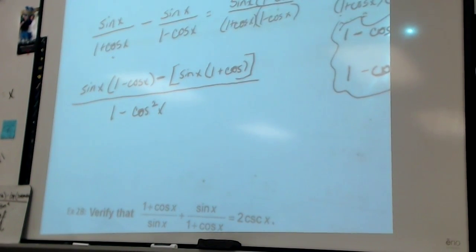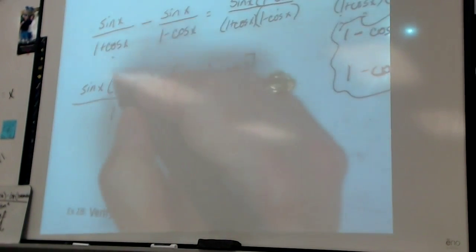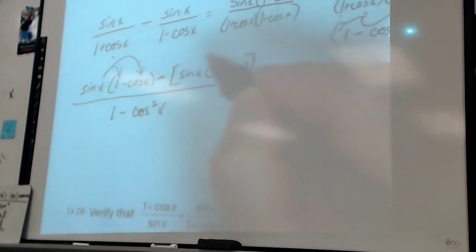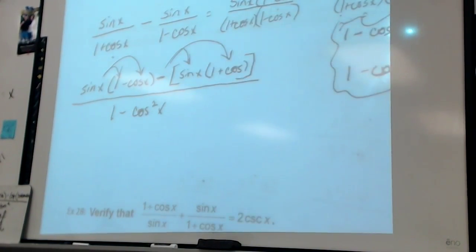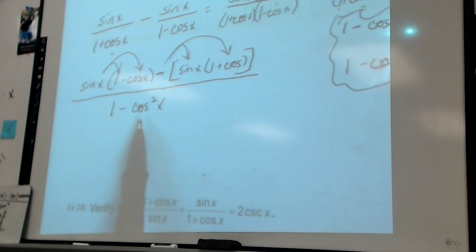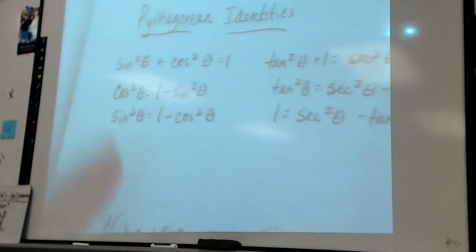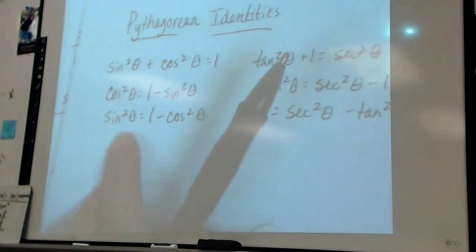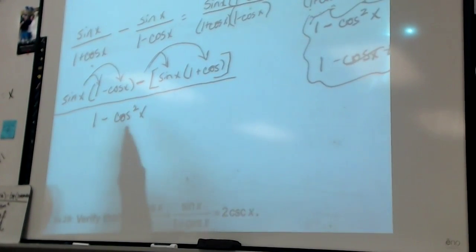All right, so now I'm going to go ahead and distribute here and here. And then here in a second, I'm going to go ahead and simplify 1 minus cosine squared x. If you look at your Pythagorean identities, that's going to be sine squared. So when we rewrite it in a minute, we'll change that to sine squared.